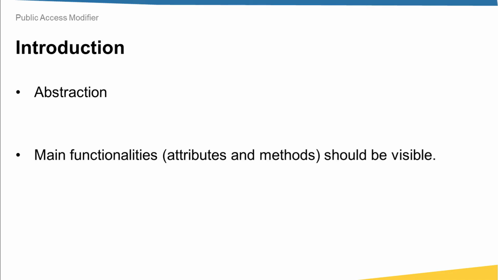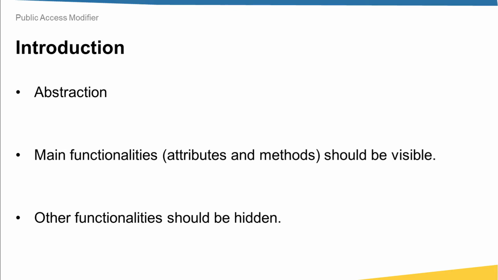In real projects, in order to achieve a high level of abstraction, usually we control the user's access to the different methods and attributes that the class has. The user should be able to access only the main functionalities, and I mean by main functionalities here, attributes and methods that the class has, whereas other functionalities that support the main functionality should be hidden from the user, and the external user should not be aware of them.